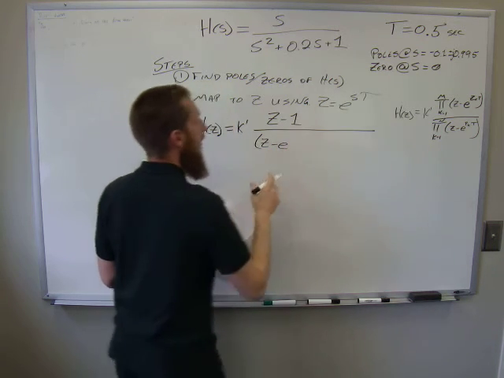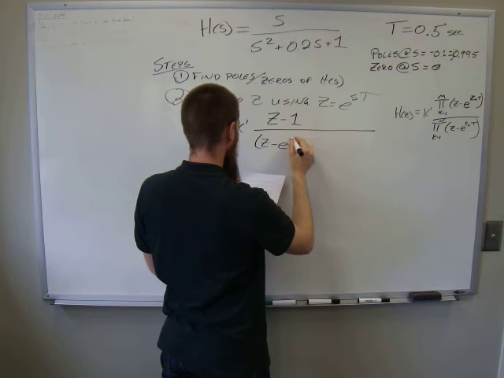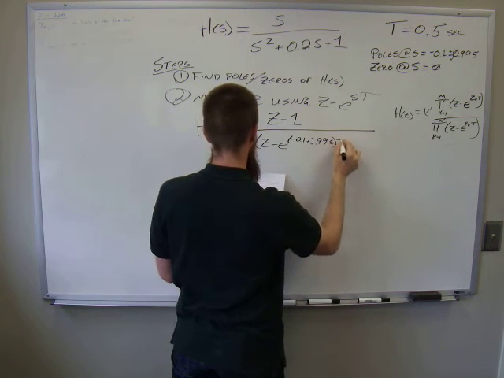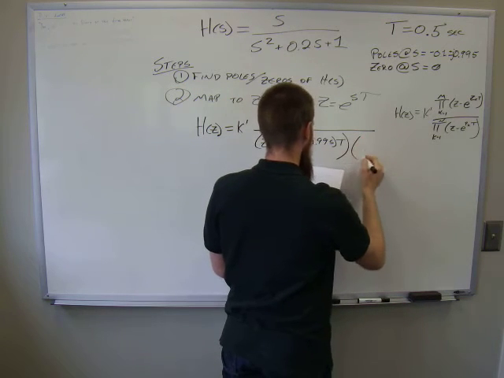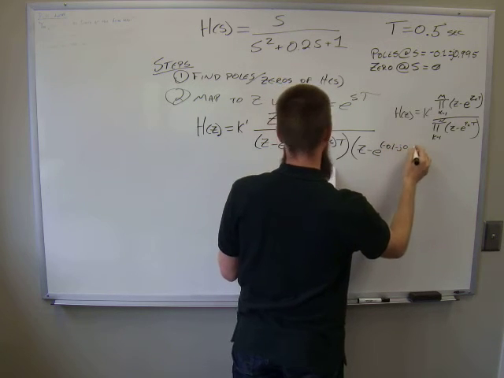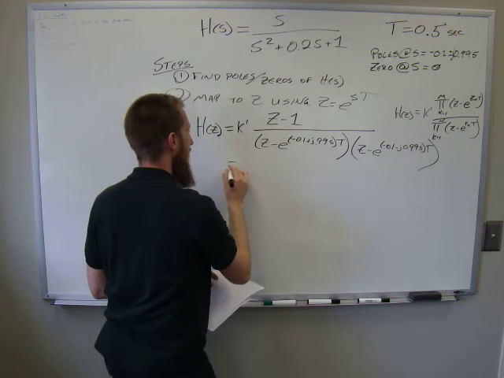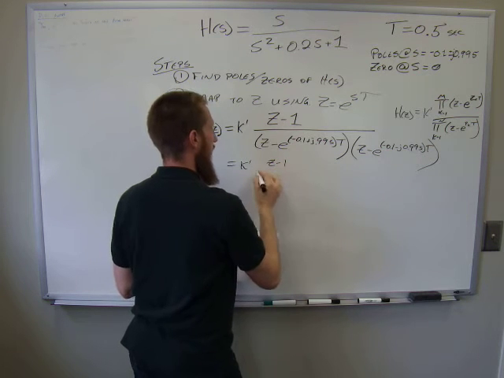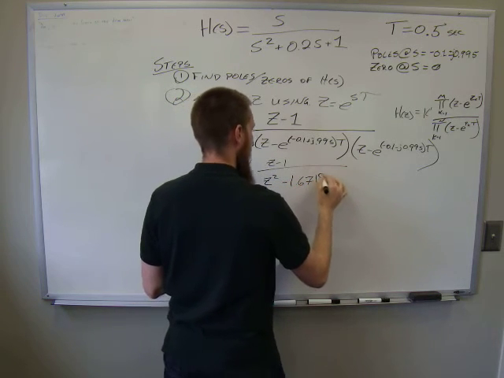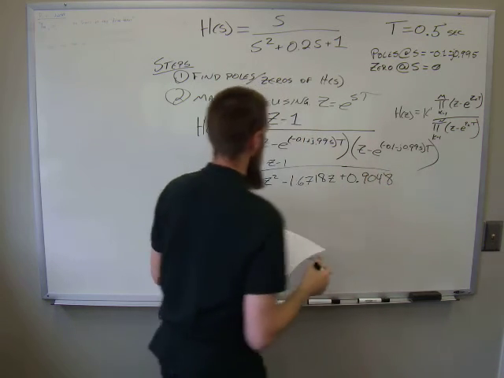Then we're going to divide by z minus e to the, again plugging in s is equal to negative 0.1 plus j 0.995, times T. And then we're going to have the other one, which is z minus e to the negative 0.1 minus j 0.995 T. If we solve that out, that gets K prime times z minus 1 divided by z squared minus 1.6718 z plus 0.9048. All right, that's good.